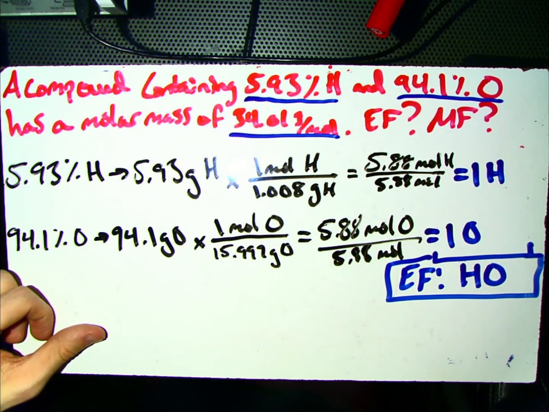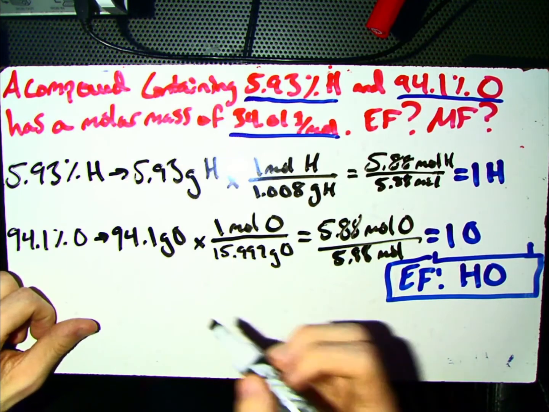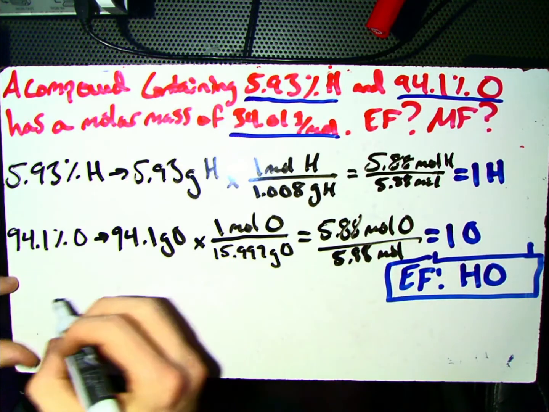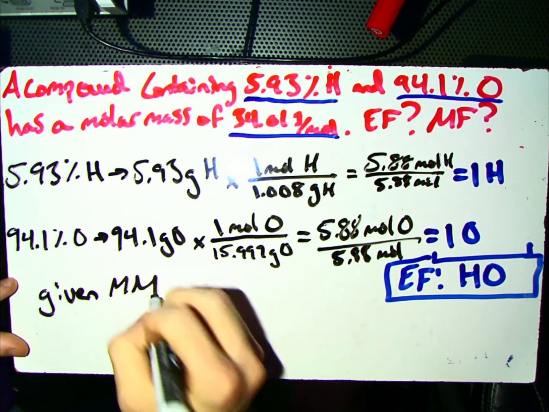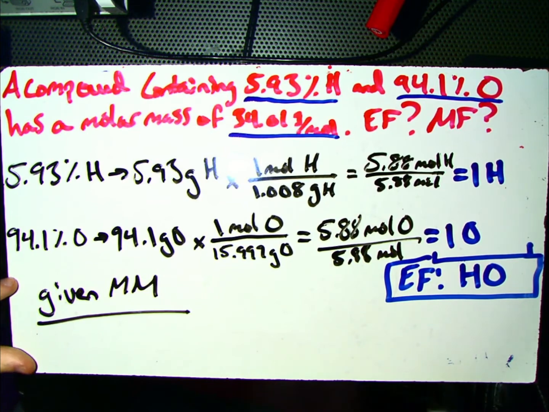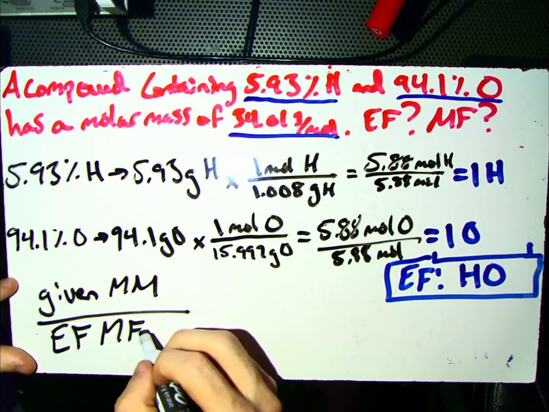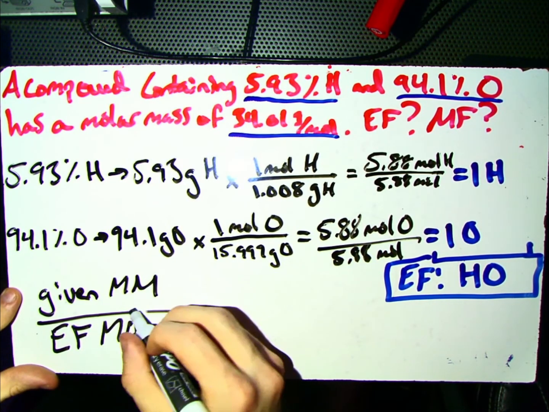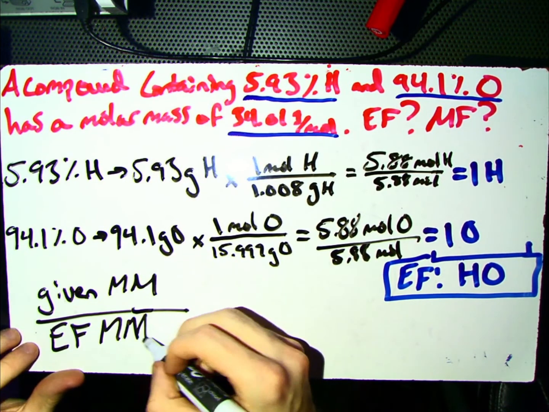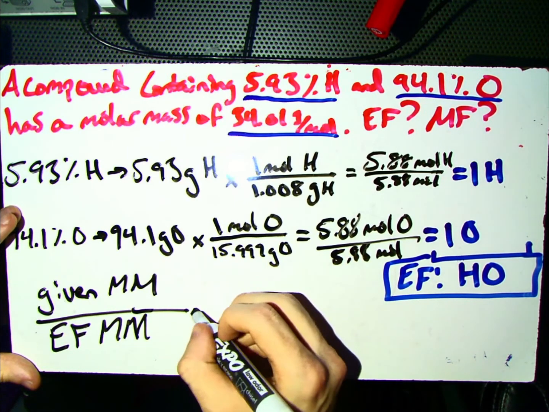Now, to determine the molecular formula given the molar mass of the compound, all you have to do is take the given molar mass divided by the empirical formula molar mass. Oops, that's supposed to be M. Empirical formula molar mass. And that'll give you a ratio, and we're going to use that ratio and multiply it by the empirical formula.